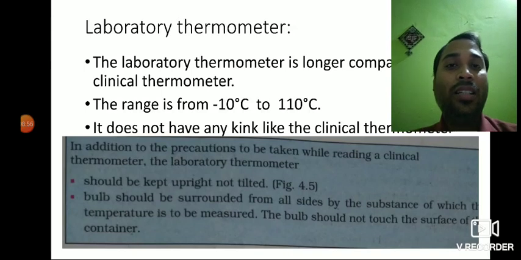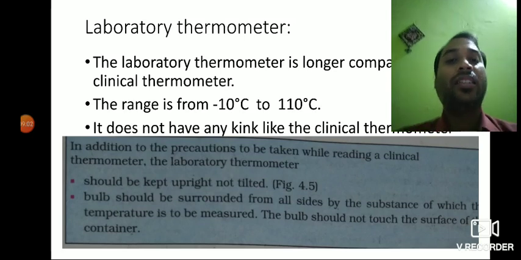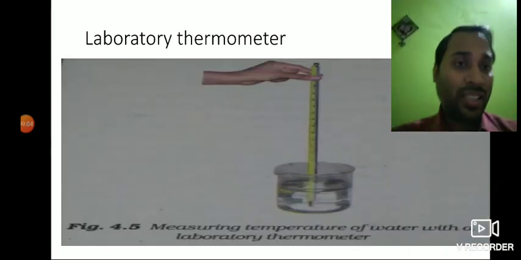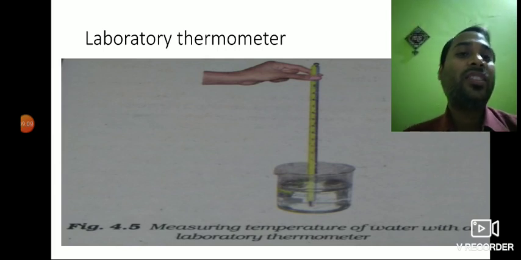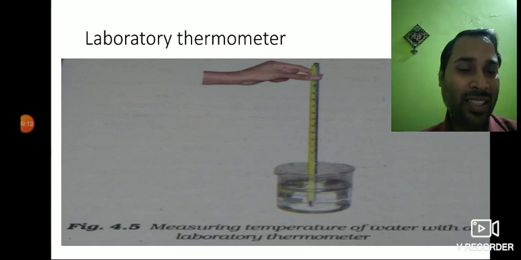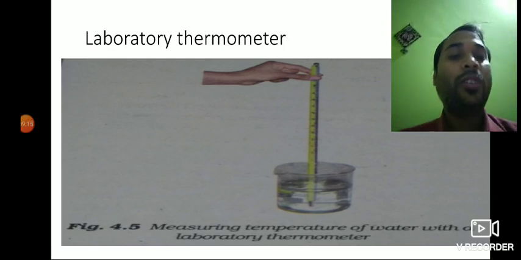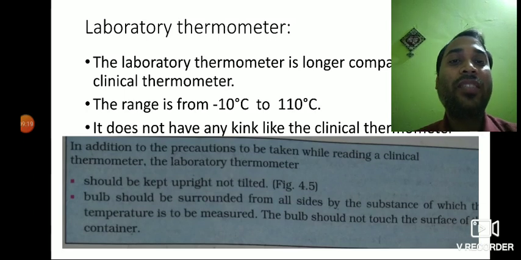Then the bulb should be surrounded from all sides by the substance of which the temperature is to be measured. The bulb should be clearly surrounded by the substance whose temperature has to be measured. As you can see, it has been immersed in the water, and the bulb is totally immersed in the water. Then the bulb should not touch the surface of the container.